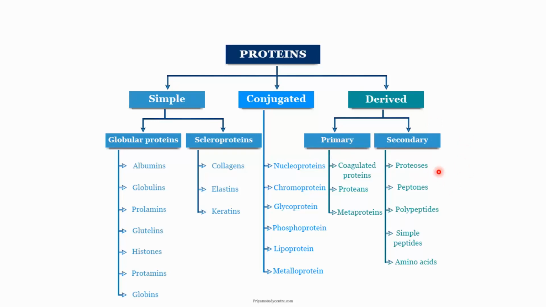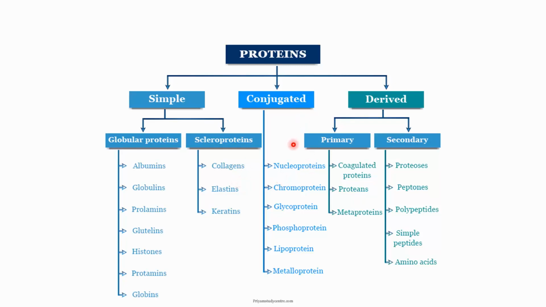Simple proteins can further be divided into globular proteins or scleroproteins. Scleroproteins are also known as fibrous proteins. Globular protein examples include albumin, globulin, prolamins, gluteins, histones, protamins, and globins, while scleroprotein examples include collagens, elastins, and keratins. Collagen, as I mentioned, is the most abundant protein in the animal body.